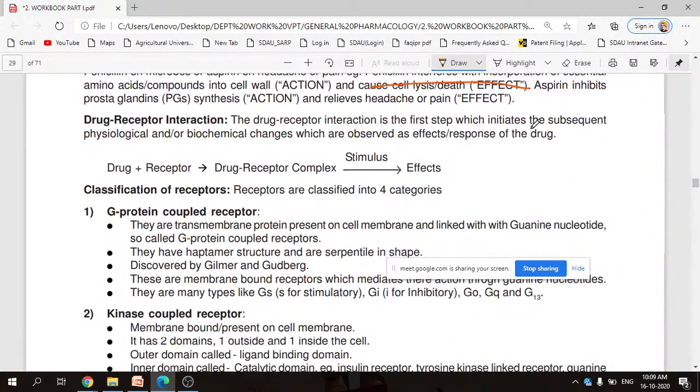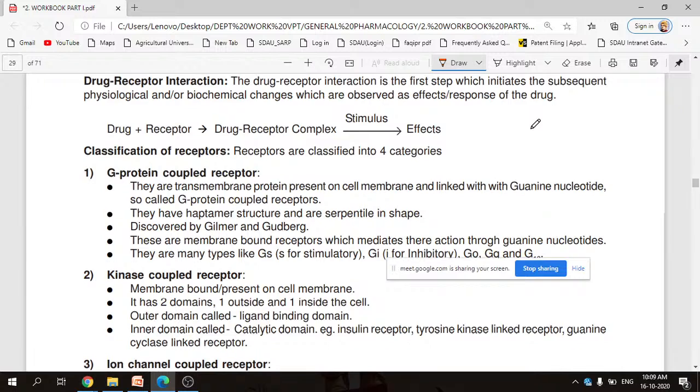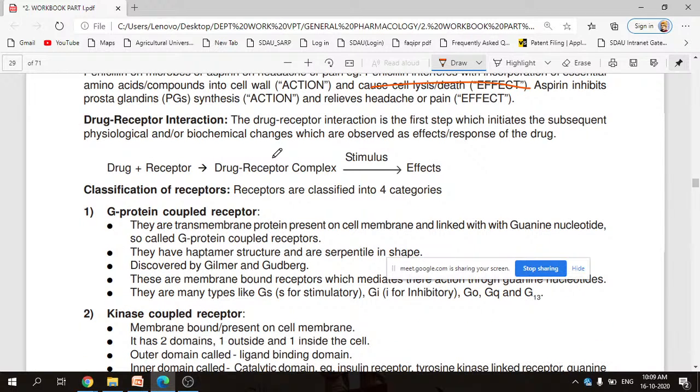Now drug receptor interaction. Let us try to see the drug receptor interaction. The drug combines with the receptors and forms the drug receptor complex, and this complex stimulates a series of biochemical processes, which ultimately lead to the drug effect or pharmacological effect.